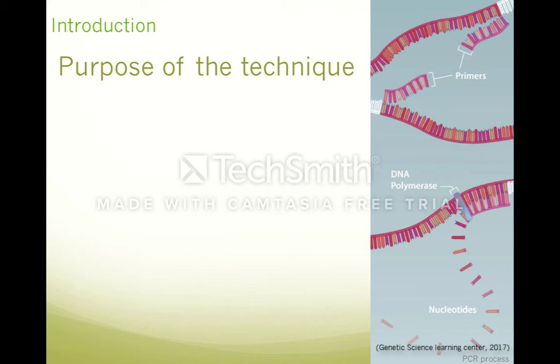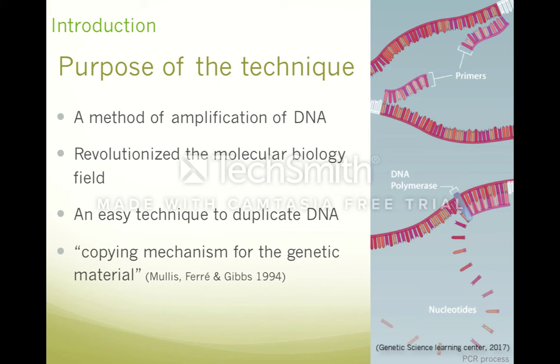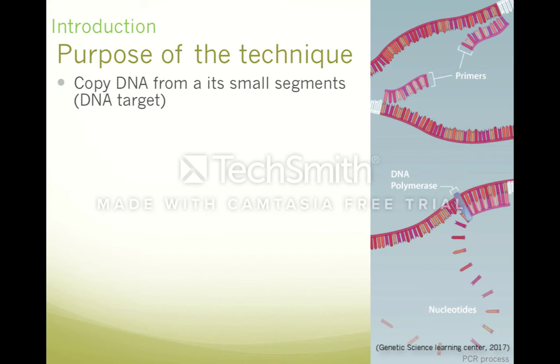Polymerase chain reaction is a method of amplification of DNA. That's it. The DNA is multiplied through a reaction. PCR has revolutionized the field of molecular biology because it's an easy process that allows you to make millions of copies of genes. Simple, it's a DNA duplication method. This technique is a copy mechanism for the genetic material. It's like a molecular photocopy. So, using PCR with a small segment of DNA, which you can call target DNA, it's possible to copy the DNA many times.